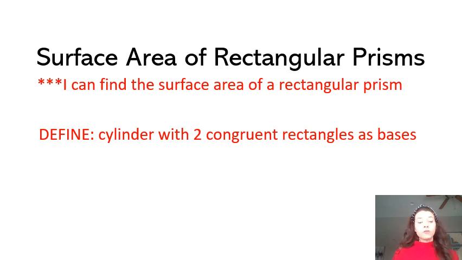So first of all, you see that definition for rectangular prisms. The definition for a rectangular prism is a cylinder with two congruent rectangles as bases. So I have an example of a rectangular prism here. It's just a butter box, right? And there are lots of examples of rectangular prisms in our homes. We notice that it has these congruent bases.